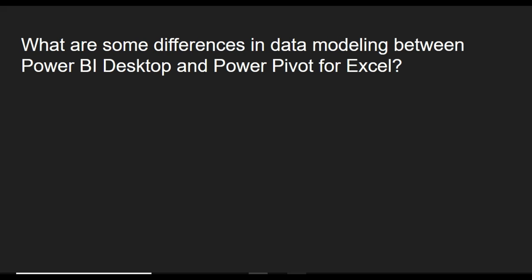So next, what are some differences in data modeling between Power BI Desktop and Power Pivot for Excel? Power Pivot for Excel supports only single directional relationships, that is one-to-many, calculated columns and one import mode only, while Power BI supports bidirectional cross-filtering connections, security, calculated tables, and multiple import options.